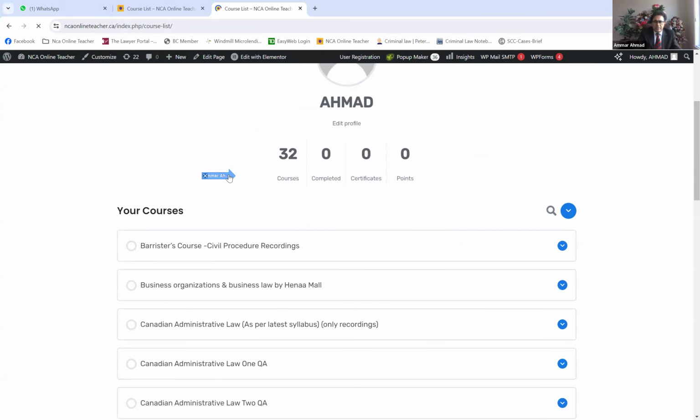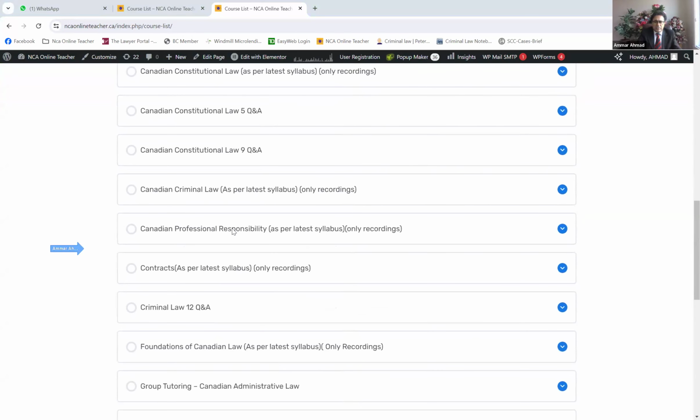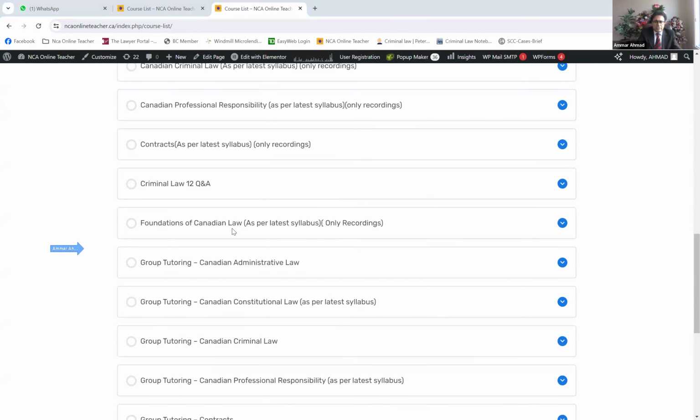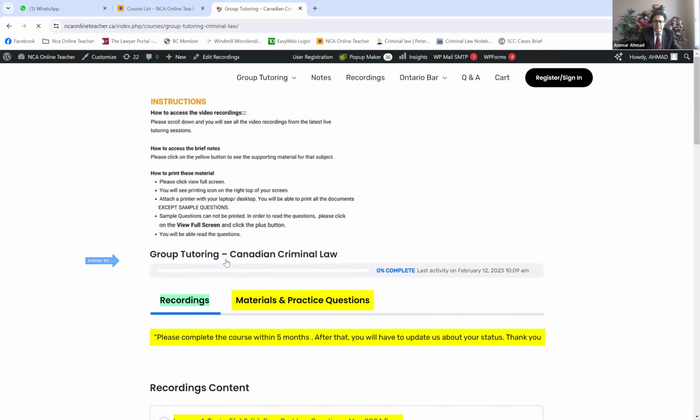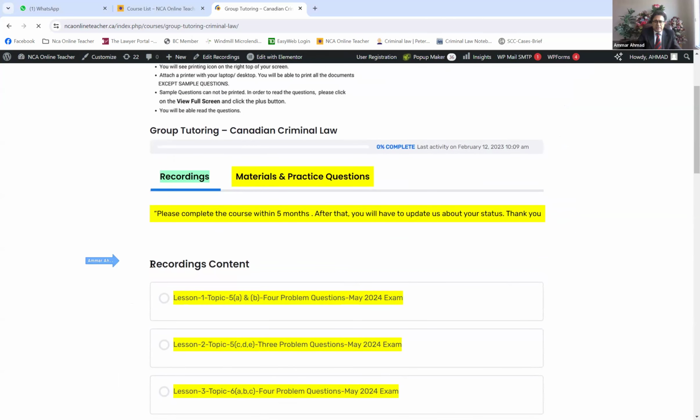Because I'm the admin, I can see all the courses, but this session is for criminal law. So I'm going to show you the group tutoring Canadian criminal law. Here you can see group tutoring Canadian criminal law. Select that, and then you will be able to see recordings, the materials, and the practice questions.